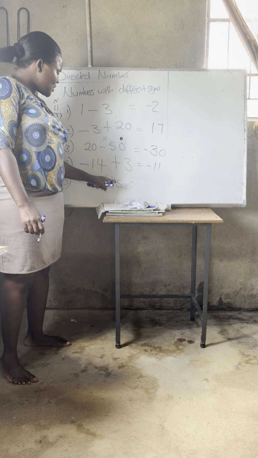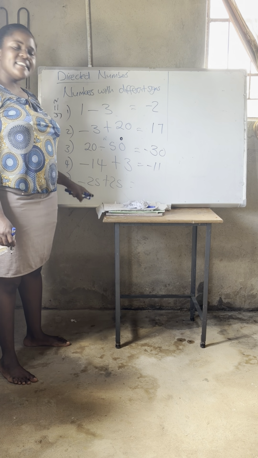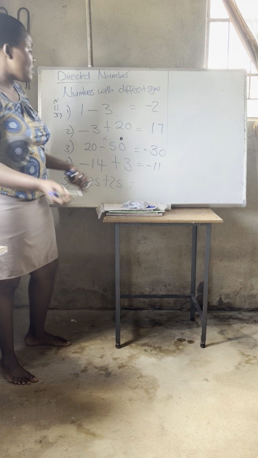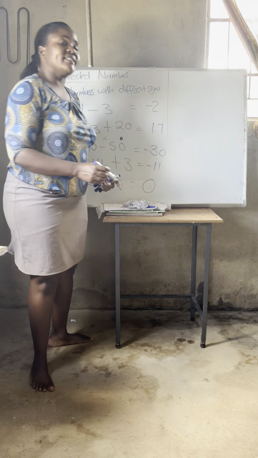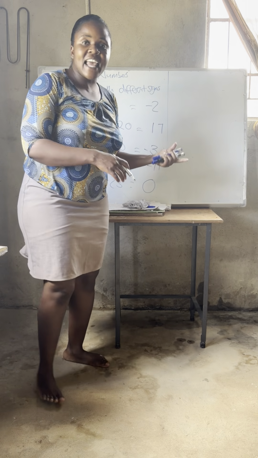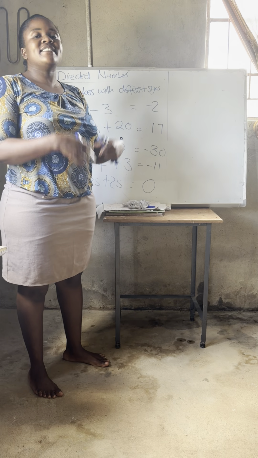Negative 25 plus 25. These ones, the signs are different. So we just say 25 minus 25 and we get 0. 0 is neither positive nor negative. There's nothing like negative 0. 0 is just a 0.